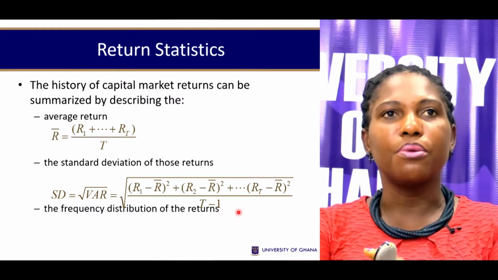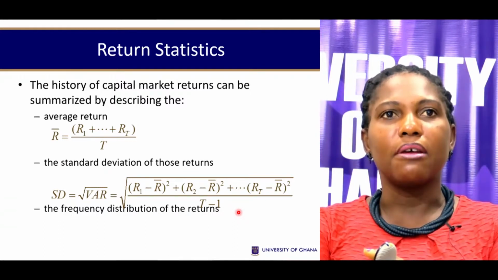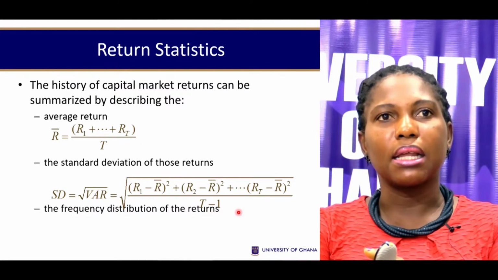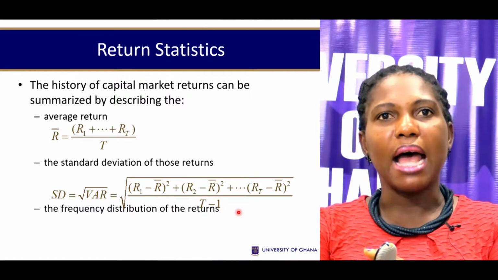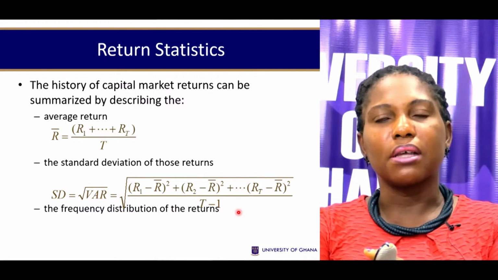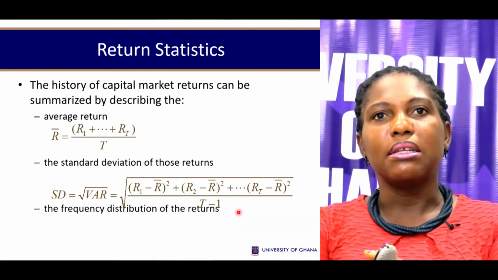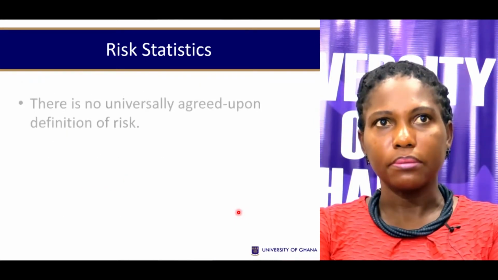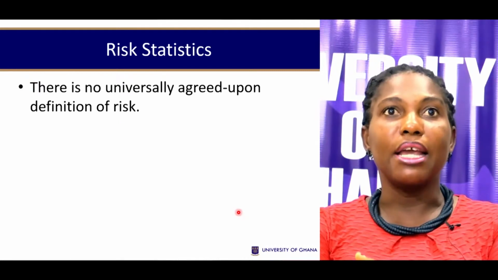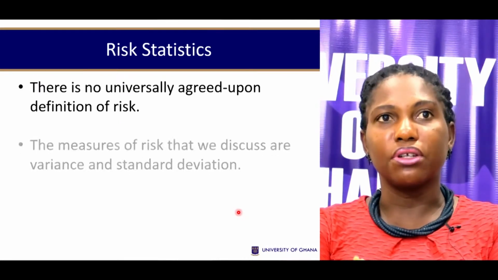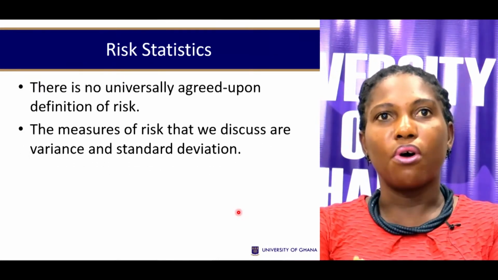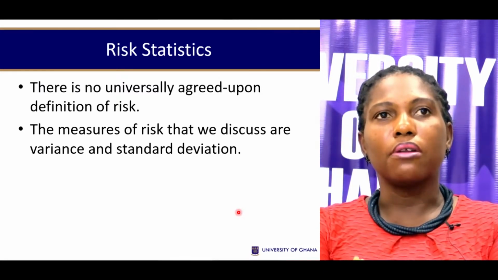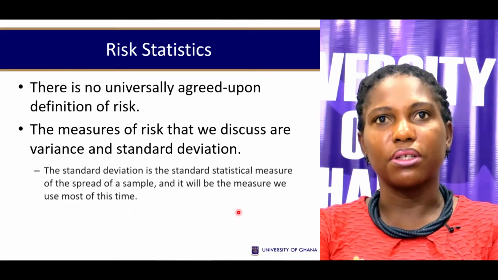And to look at that, you may have to consider the variance and the standard deviation, given typically in this case as the summation of the squared deviations across the units divided by the sample size less 1. Now, typically there is no universally agreed upon definition of risk. So for this class, we're going to look at measures of risk revolving around variance and standard deviation.